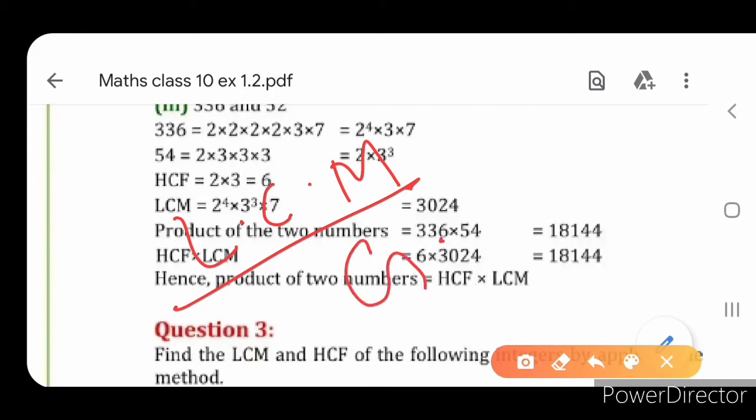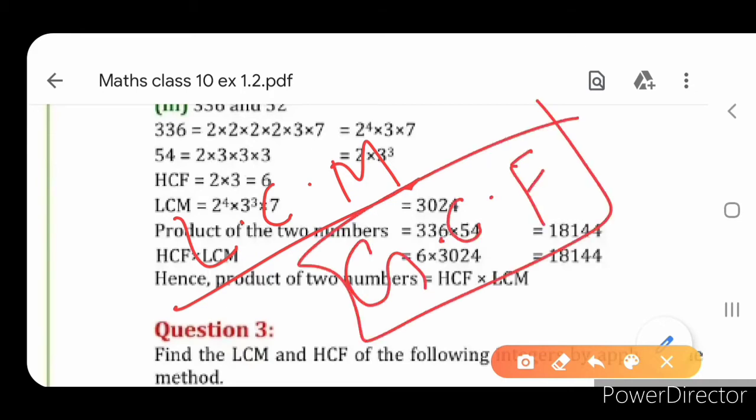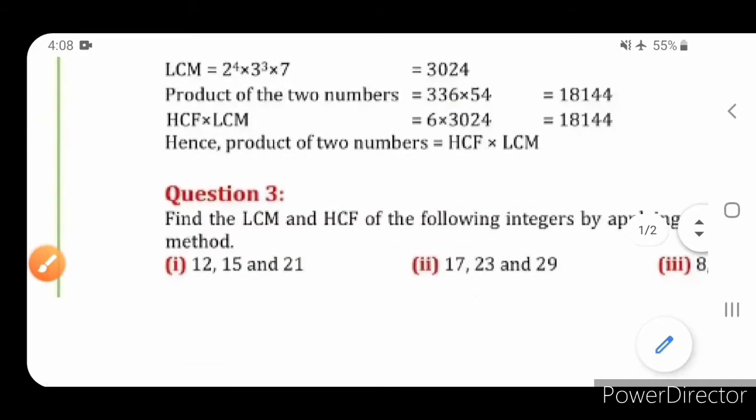SCF is also known as GCF. I have told this in the last video. Okay, so be careful. Now question number 3.